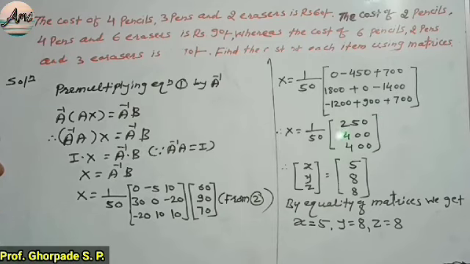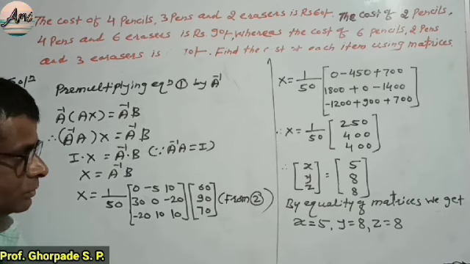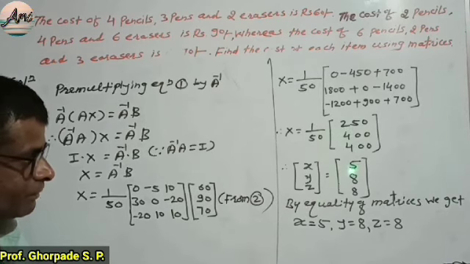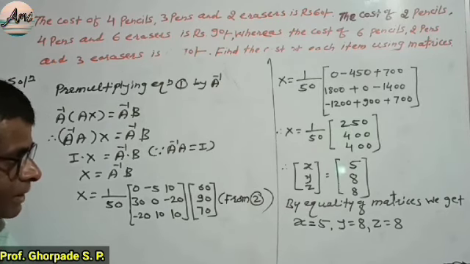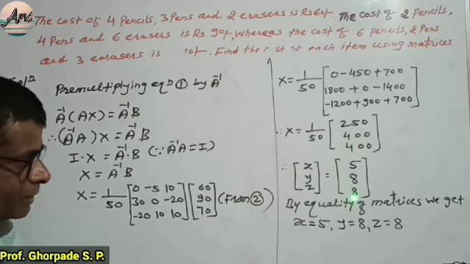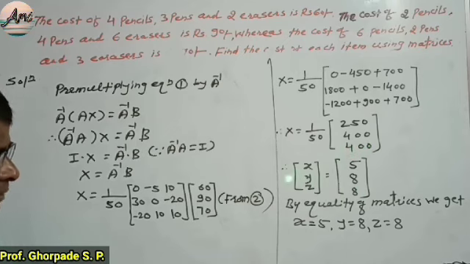Now take the division. 250 upon 50 is 5. 400 upon 50 is 8. Again, 400 upon 50 is 8. So in the left hand side one matrix is there, in the right hand side another matrix is there, and in between these two matrices an equal to sign is there. So by equality of two matrices we get x is equal to 5, y is equal to 8, z is equal to 8.